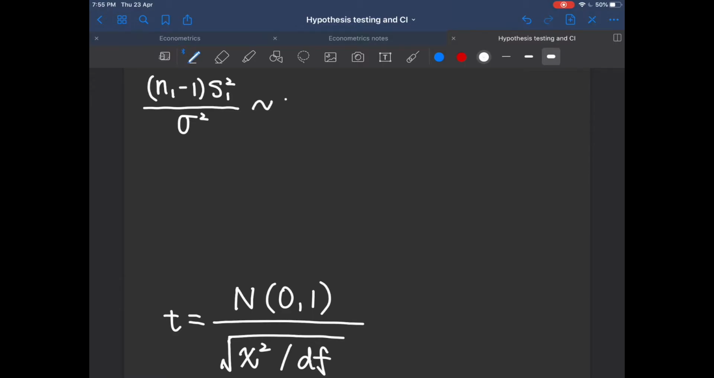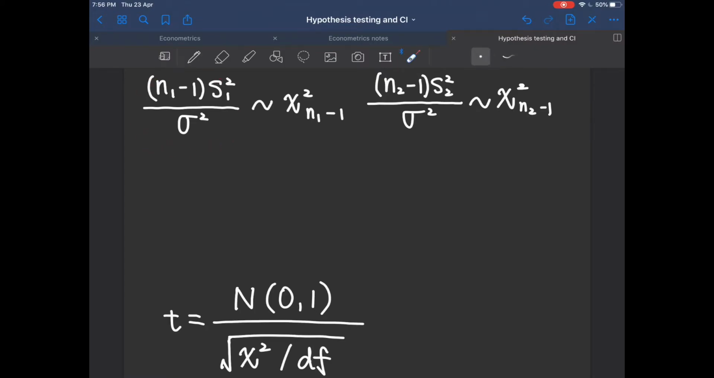follows a chi-square distribution with degree of freedom n1 minus 1. Similarly, n2 minus 1 multiplied by s2 square, which is the sample variance of the sample from population x2, divided by sigma square, follows a chi-square distribution with degree of freedom n2 minus 1. Recall that x1 and x2 are two independent populations, so you can add up these two expressions because they are independently distributed.